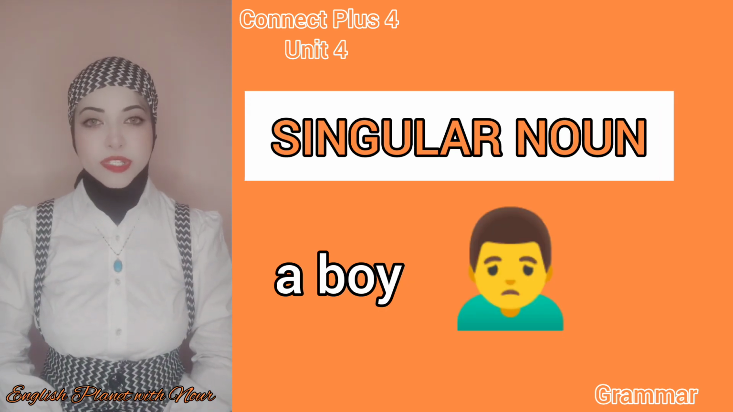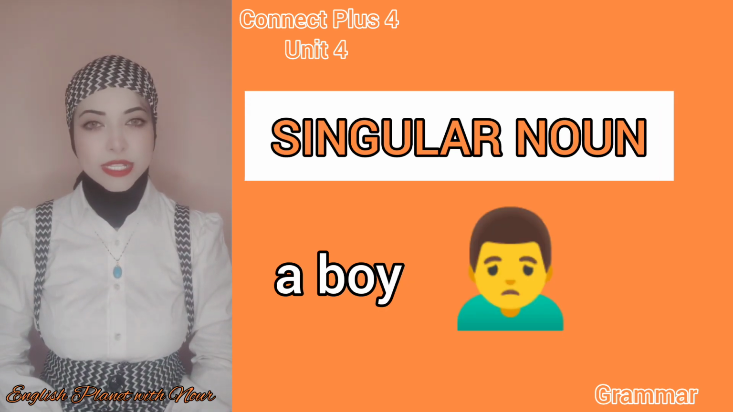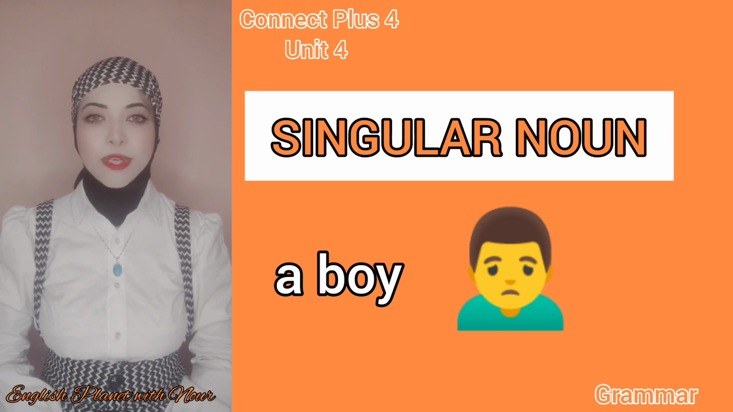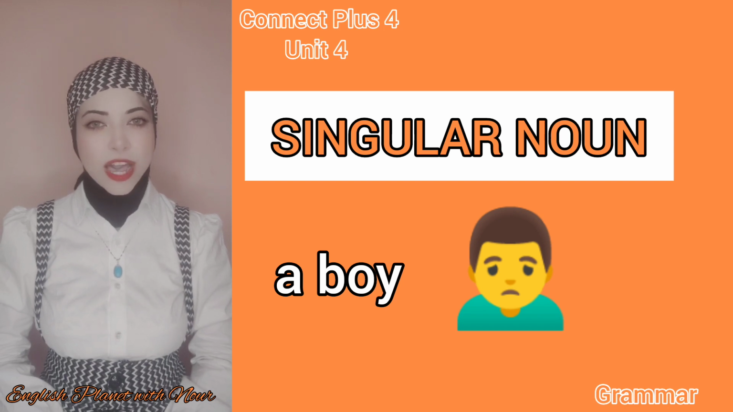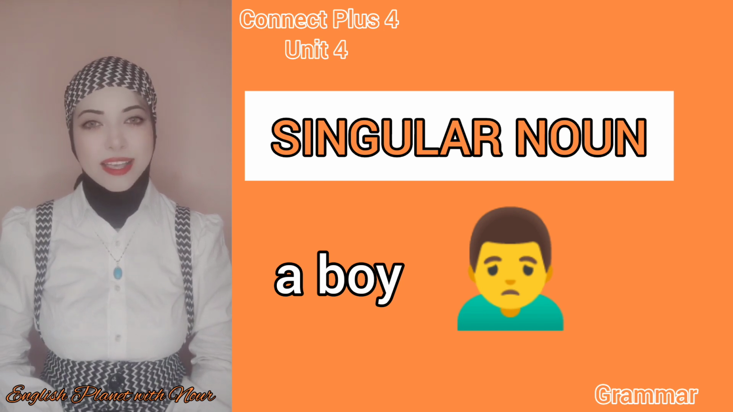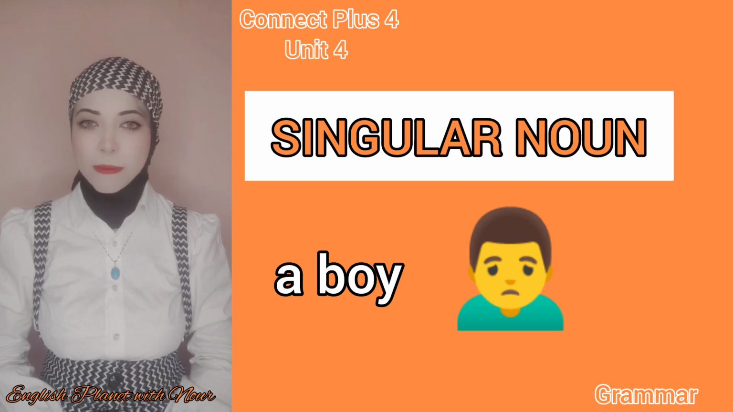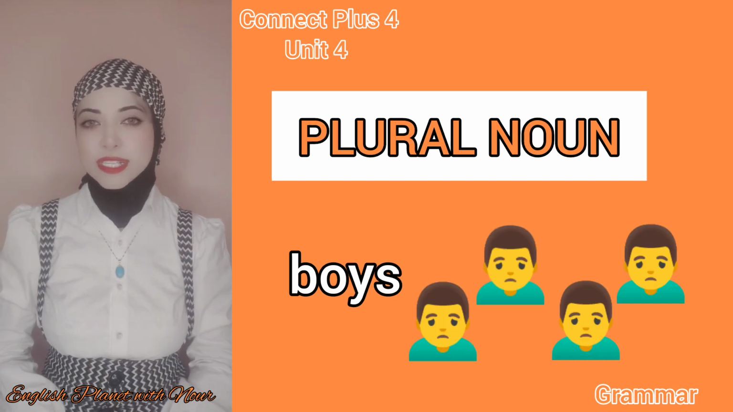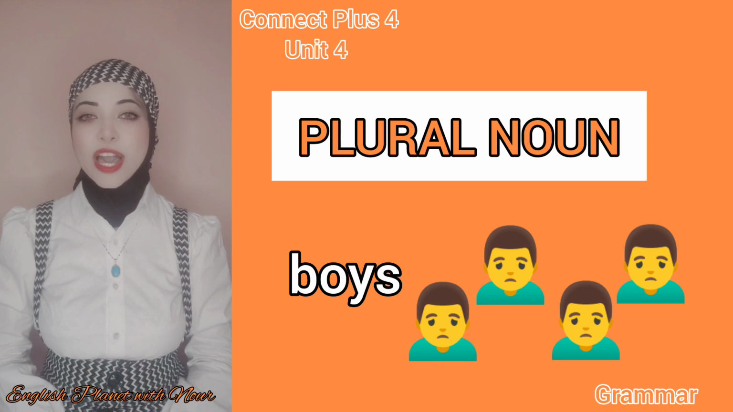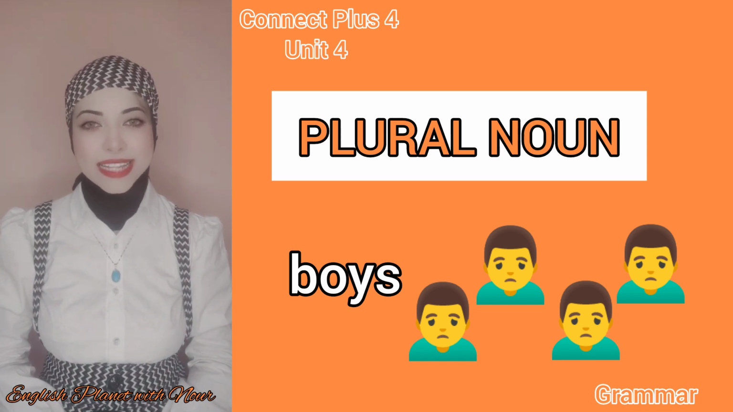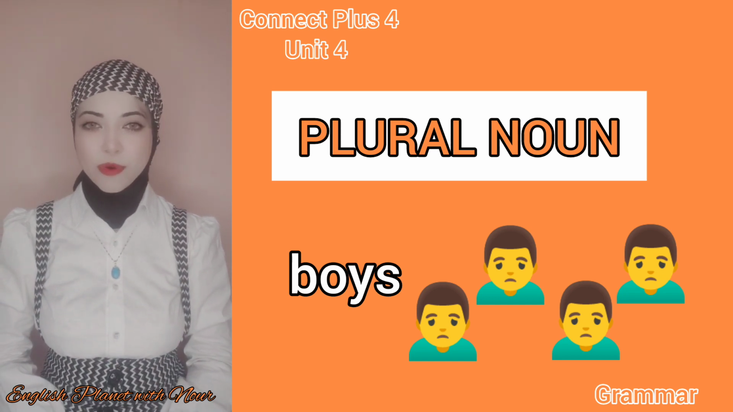Does the word boy start with a consonant or a vowel sound? B is a consonant sound, so you have to start with a: a boy. If you want to talk about only one boy, it's a boy. If you see some boys, you have to say boys. Add the letter S at the end of the word boy.